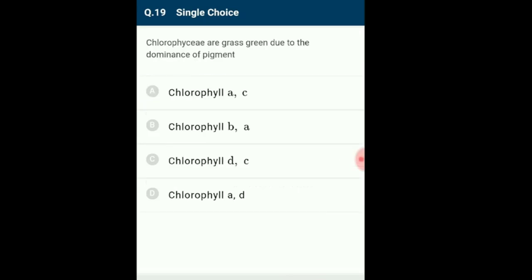Question number 19. Chlorophyceae are grass green due to the dominant pigment. Chlorophyceae are commonly called green algae. Their main pigments are chlorophyll A and chlorophyll B, and the auxiliary pigments are beta carotene and xanthophyll. So the answer is option B, chlorophyll B and A.